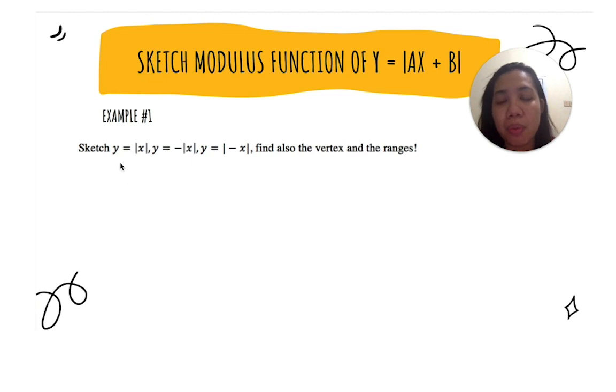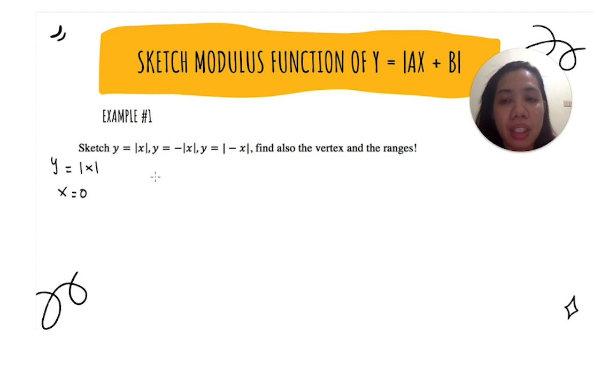First things first, we're gonna sketch y equals the absolute value of x. Actually, I have explained this in the previous video, and I'm gonna re-explain that to you. So in here we have y equals the absolute value of x. The first thing we have to do is to find the x coordinate of the vertex. How to find the x coordinate of the vertex? By taking the inside part of the absolute value and making it equal to 0. So x equals 0. This is the x coordinate of the vertex.